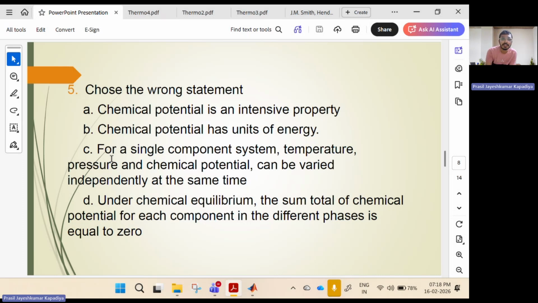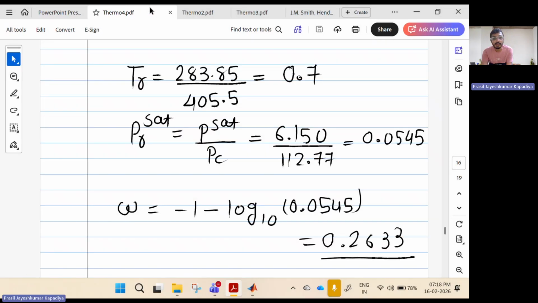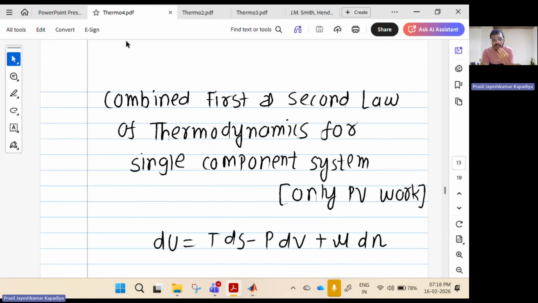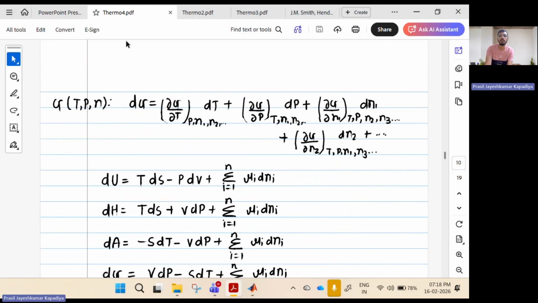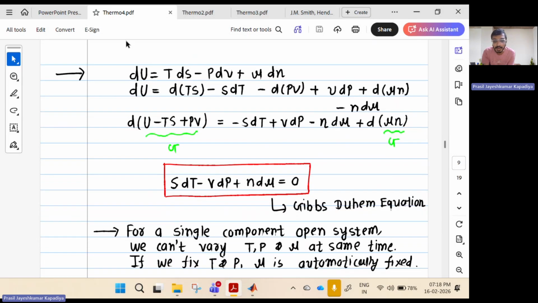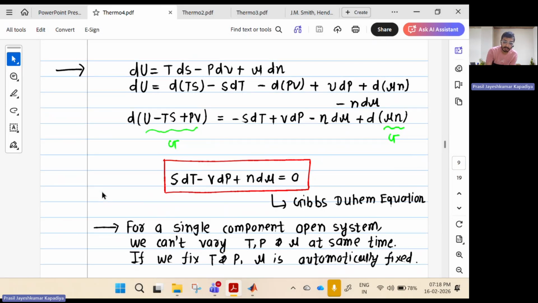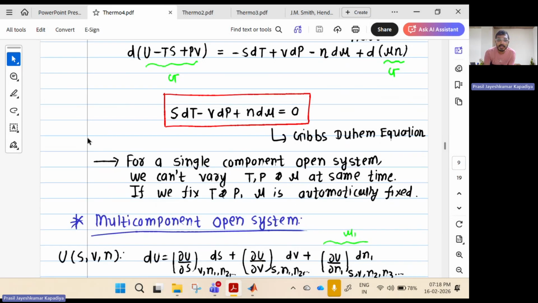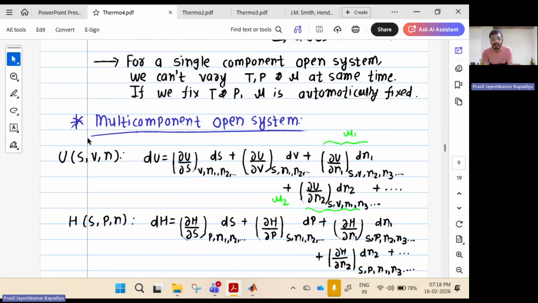Okay. Now the third option: for a single component system, temperature, pressure and chemical potential can be varied independently at the same time. This is completely wrong, because just now we looked at and derived the Gibbs-Duhem equation that says S dT minus V dP plus n dmu is equal to 0. So this says that if I am fixing T and P, mu is automatically fixed. So I cannot vary T, P and mu all three at the same time.